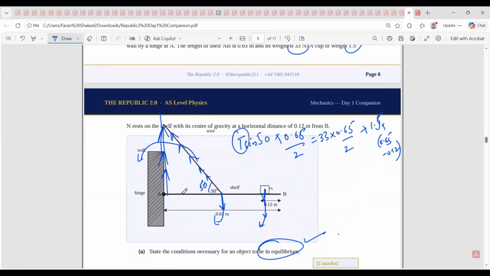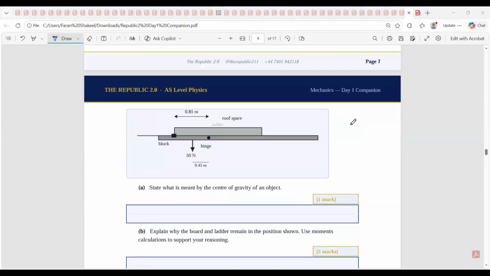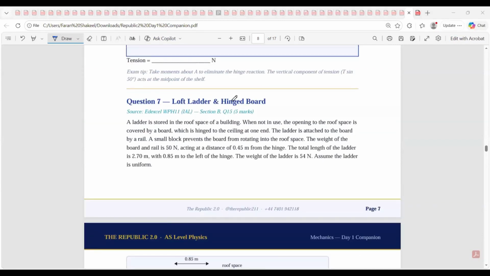Is that clear, everyone? Yeah. Okay. So that is how we're going to talk about this example. I'll leave this question for you guys, right? A ladder and a hinged bolt sort of a thingy. And now we'll get back to the next topic.